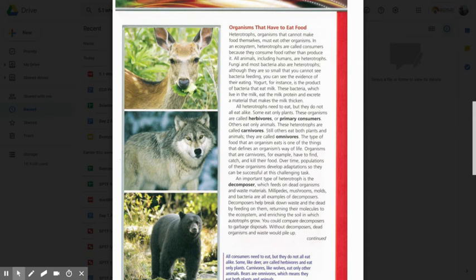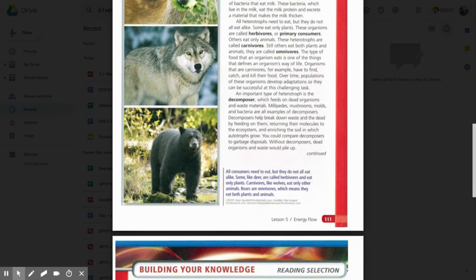An important type of heterotroph is the decomposer, which feeds on dead organisms and waste material. Millipedes, mushrooms, molds, and bacteria are all examples of decomposers. Decomposers help break down waste and the dead by feeding on them, returning their molecules to the ecosystem, and enriching the soil in which autotrophs grow. You could compare decomposers to garbage disposals. Without decomposers, dead organisms and waste would pile up.